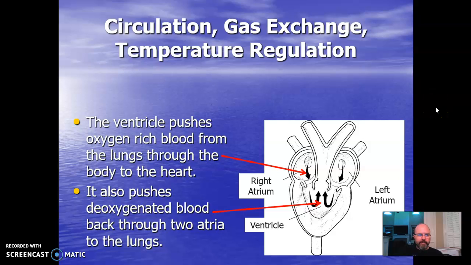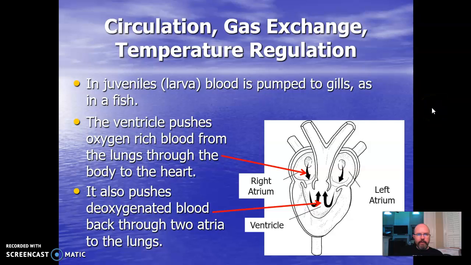Circulation, gas exchange, temperature regulation still. In juveniles, the larvae, the blood is pumped to the gills as it is in a fish. So it's pumped from the heart forward to the gills. They use gills to respire as larvae. Now there are some exceptions to that. There are some salamanders that keep their gills into adulthood, but most of them lose their gills, or some of them will seasonally lose their gills depending on the conditions.